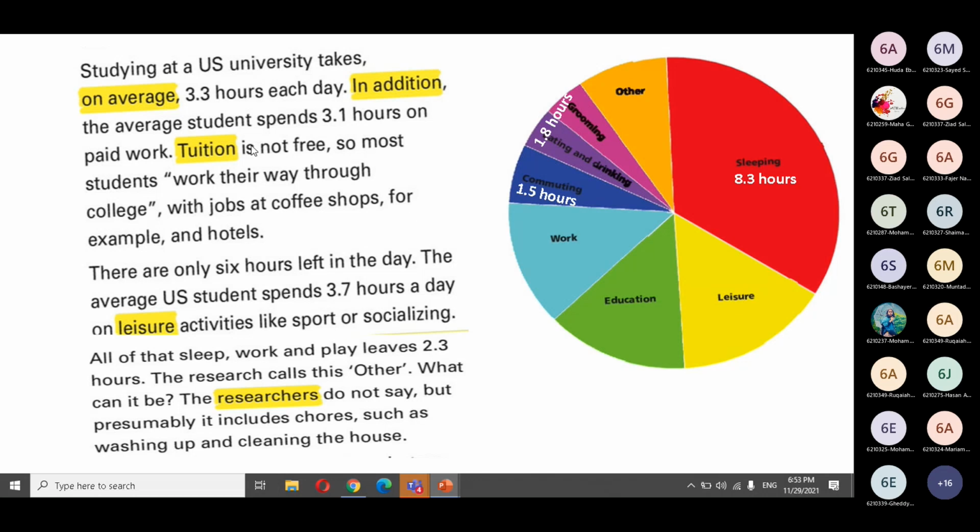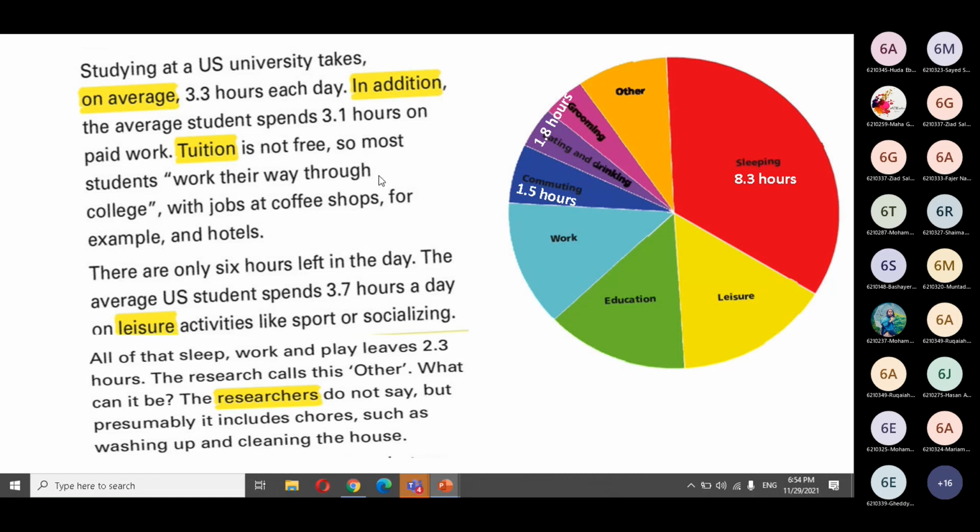Okay, what is the next activity mentioned here in the first paragraph? Studying at a US university. Okay, what is the element here in the pie chart? Paid work? Not work, we're studying. Here it's studying. Education. Yes, education. Studying means education. How much time is given for education? 3.3 hours.